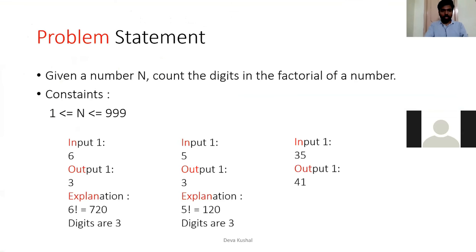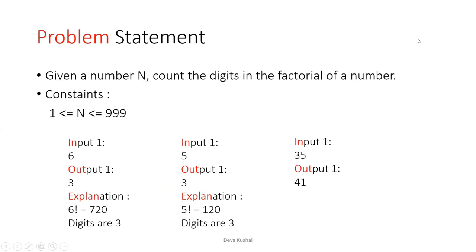Well, you can see my presentation. The problem statement is: given a number n, count the digits in the factorial of the number. Clear? The constraints are 1 less than or equal to n less than or equal to 999. So the maximum value of n might be 999. If you see input 1, 6. 6 factorial gives us the value 720. So the digits in the factorial of the given number is 3. So the output is 3 here.